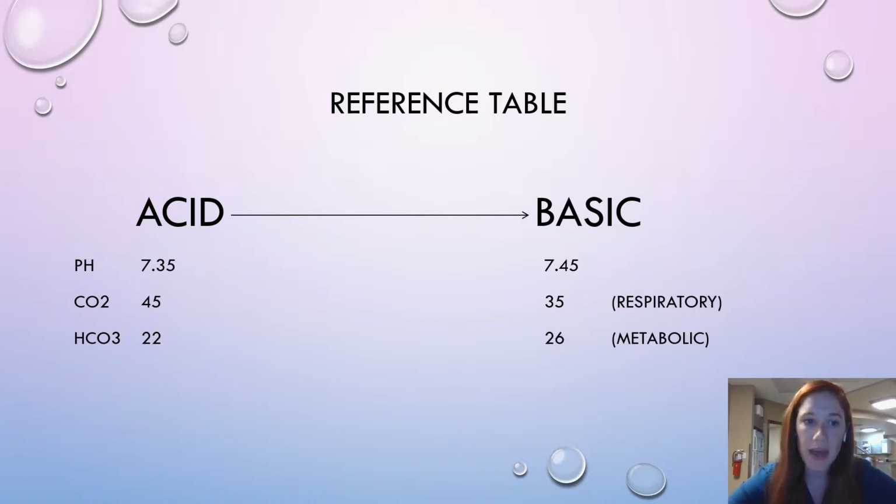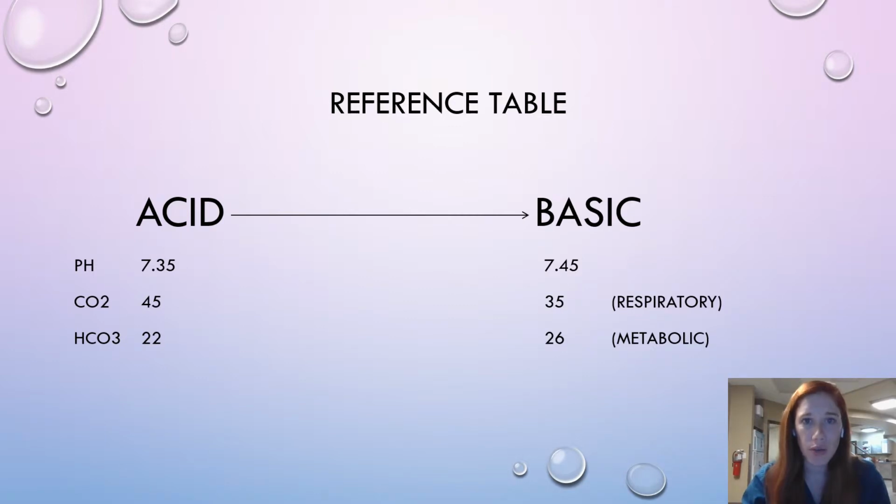For our pH, we have 7.35 and 7.45. If it's higher than 7.45, it becomes more alkalinic. If it's lower than 7.35, it becomes more acidotic. For our CO2, we have 45 and 35. I know as it trends upward, you read left to right, it's 45 then 35, but you have to think of that acid-base scale. So if it's greater than 45 for our CO2, it's more acidotic. If it's less than 35, it becomes more basic.